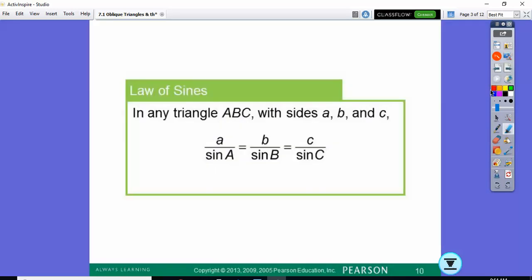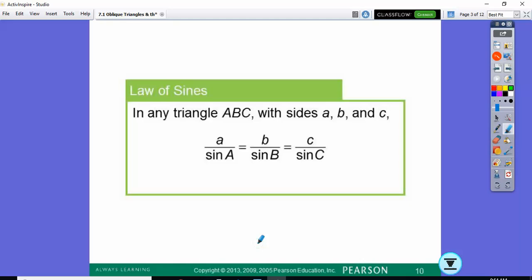So this is the law of sines. This works in any triangle. It does not have to be a right triangle. It applies to any triangle. On a test or quiz, I would give you this. You would not have to memorize it. You just have to be able to use it.